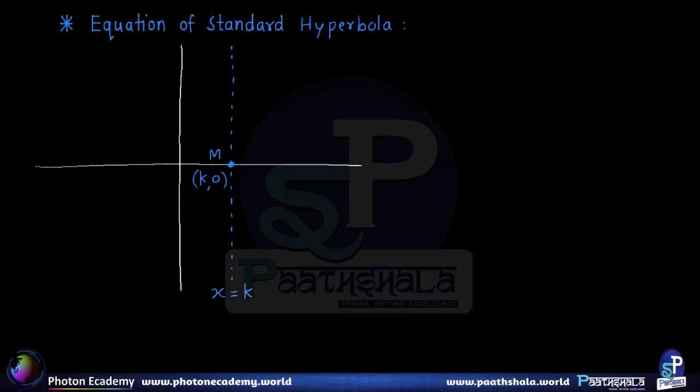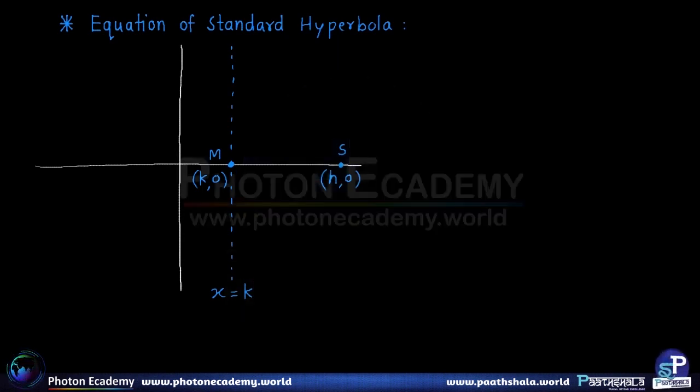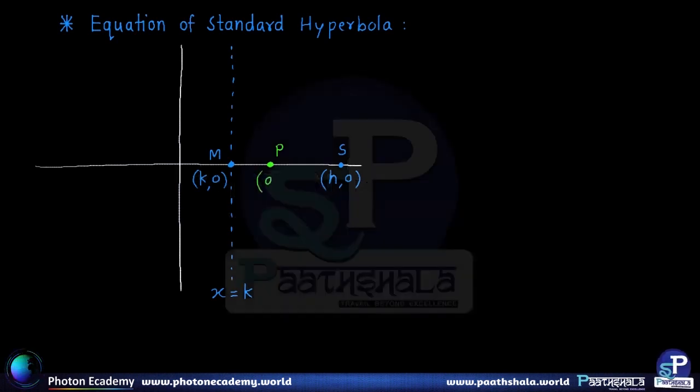Let's call that point, say, M. Now let's consider the focus, which is S, and let its coordinates be (h, 0). Now one possible location of a point that lies on the hyperbola will be, of course, on the line joining M and S, so that is on the x-axis. You can imagine that there might be somewhere here a point, say P, with coordinates, say, (a, 0), which is lying on the hyperbola.